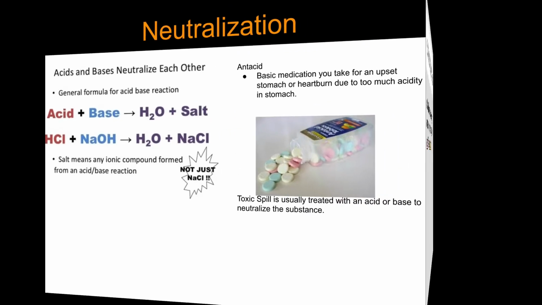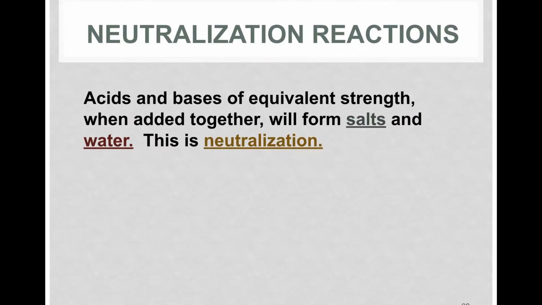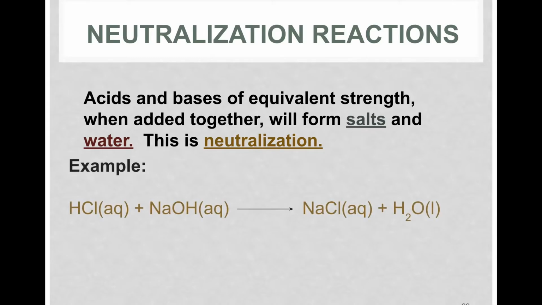Something important to understand: acids and bases of equivalent strengths, when added together, will form a salt and water. So just remember that we can't just take a super strong acid, like a 0 or a 1, and try to neutralize it with a base that has a pH of 8. A pH of 8 is only one step above neutralization. It would take an awful lot of that base to neutralize it. So just understand that if you're ever asked a question about how to neutralize a substance, you want to have equal amounts or equal concentration when you do the neutralization.